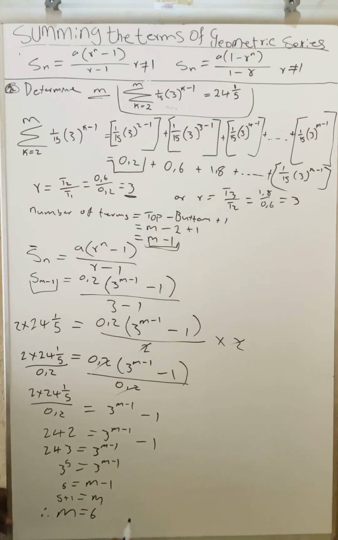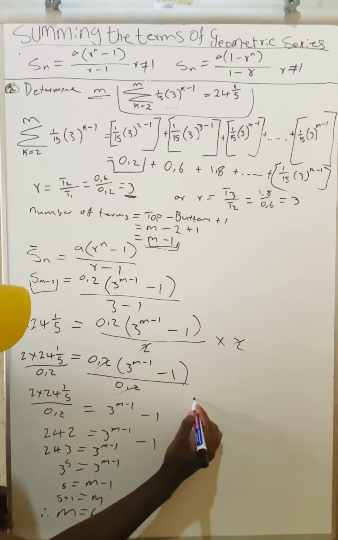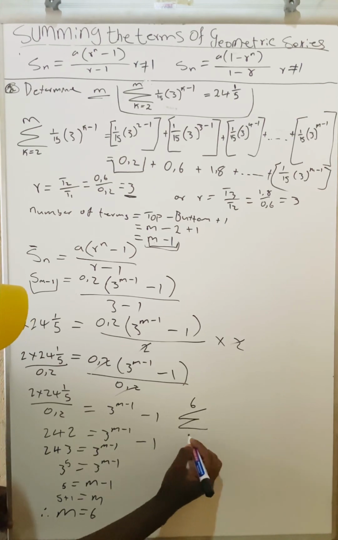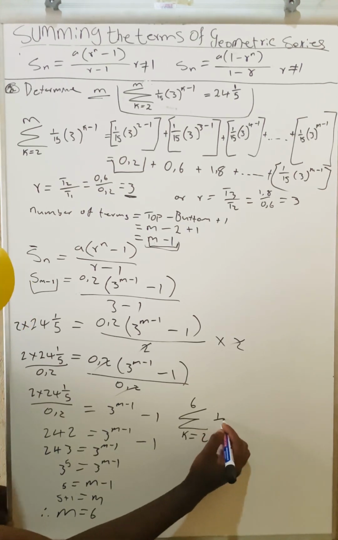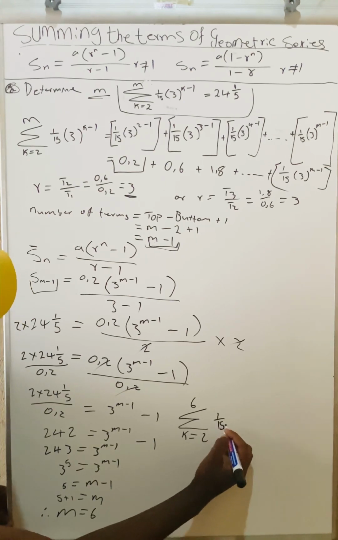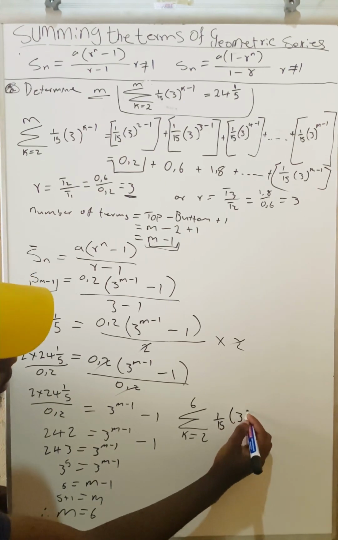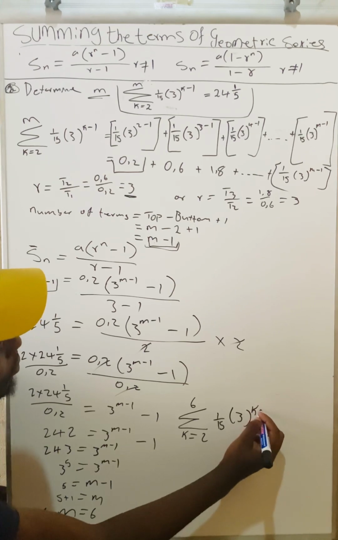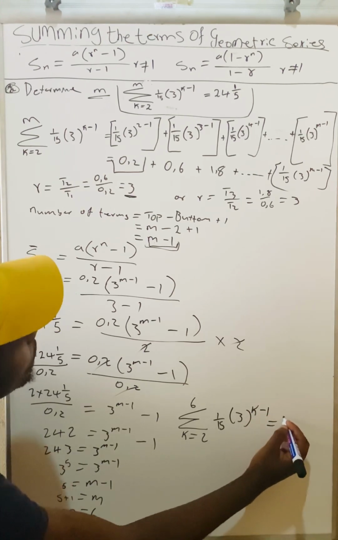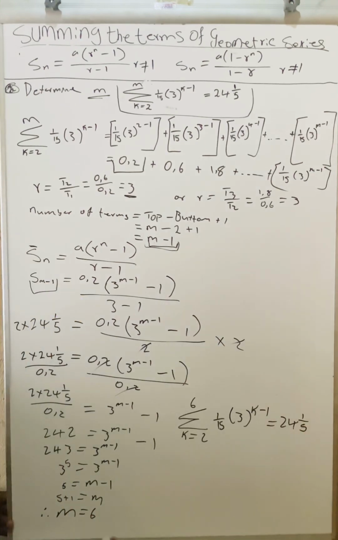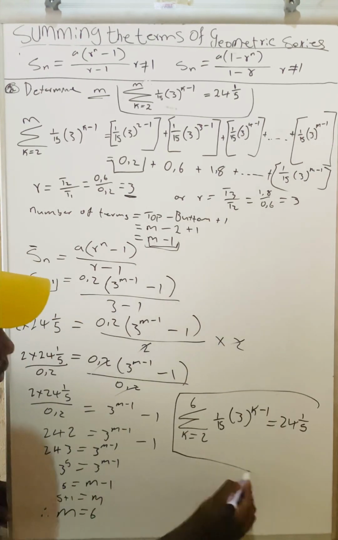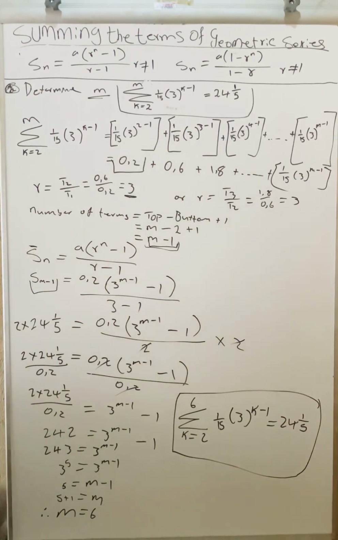You can write it on this formula, just write 6. The sum of k from 2 to 6 of 1 over 1.5 times 3 to the power k minus 1 is equal to 24.1 over 5. You have something like this.